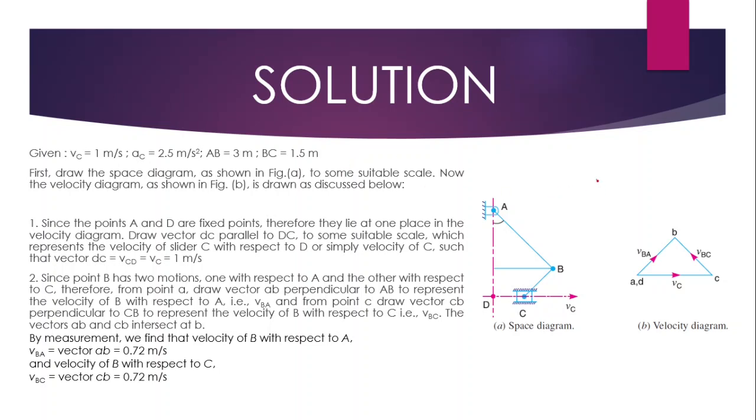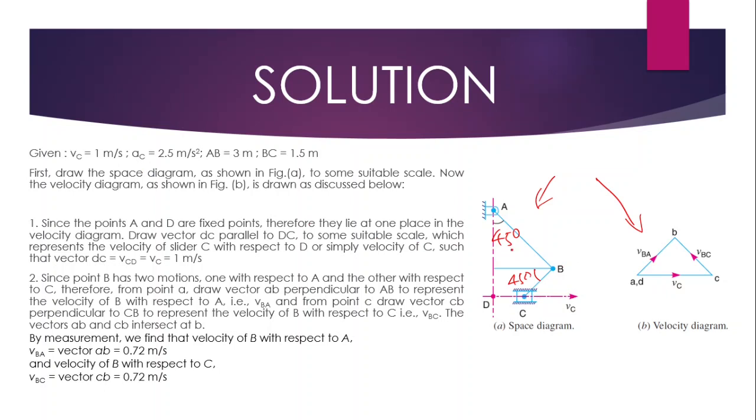First we have to draw the velocity diagram. For that purpose we can draw a space diagram initially. Initially we have to draw a space diagram in a particular scale. We can take any convenient scale to represent the space diagram. Here this is the space diagram. Then this angle is equal to 45 degree, this angle is equal to 45 degree, this angle also equal to 45 degree.